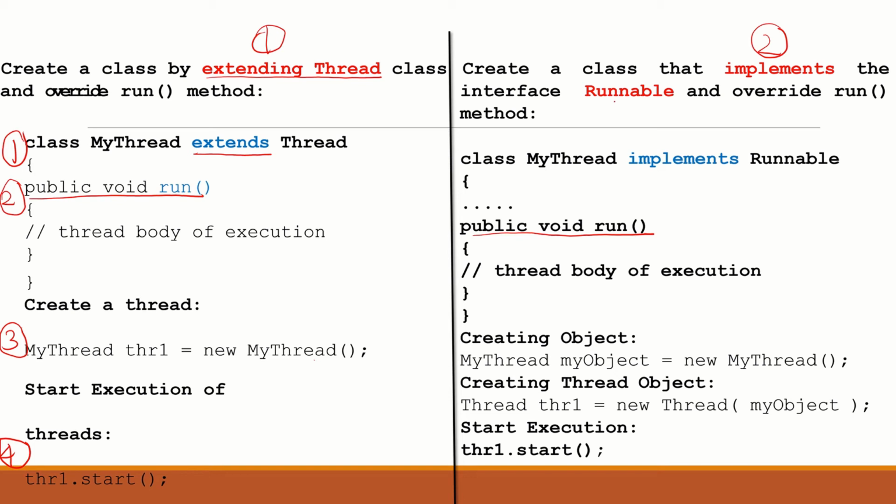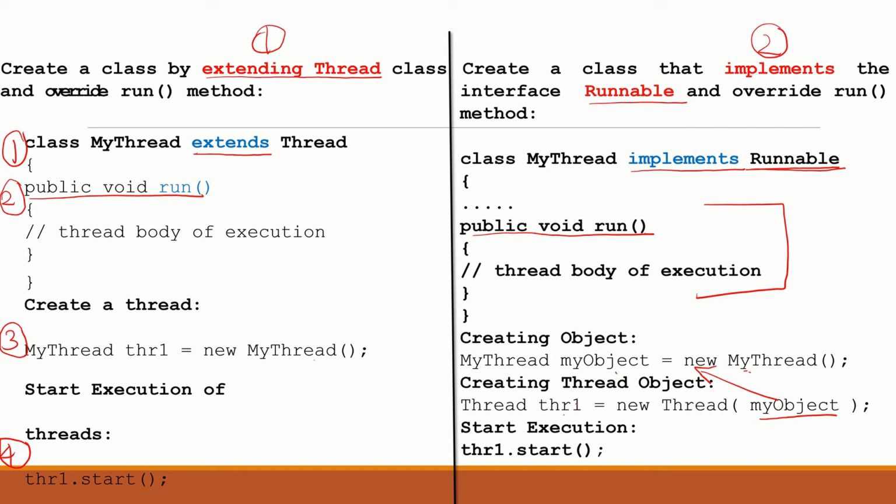Let us see how to implement it using the Runnable interface. So here, class myThread, instead of extends we use the keyword implements Runnable. Runnable is an interface, so we use the keyword implements. Similar to the previous code, here also we have to give the run method, and in your main program you have to create an object for your class myThread. Then one more step is required. You have to create the object for that particular thread by using the Thread class.